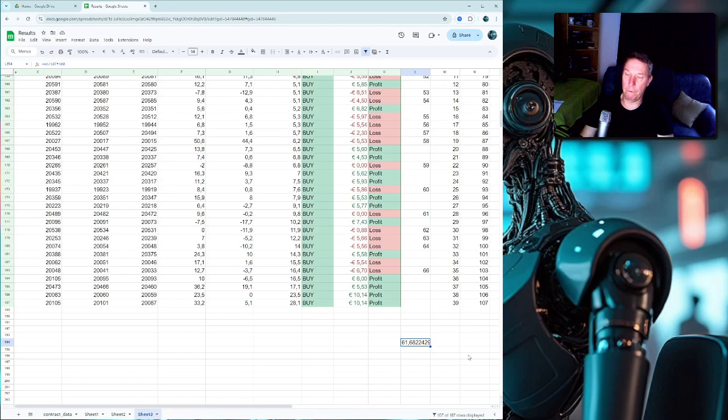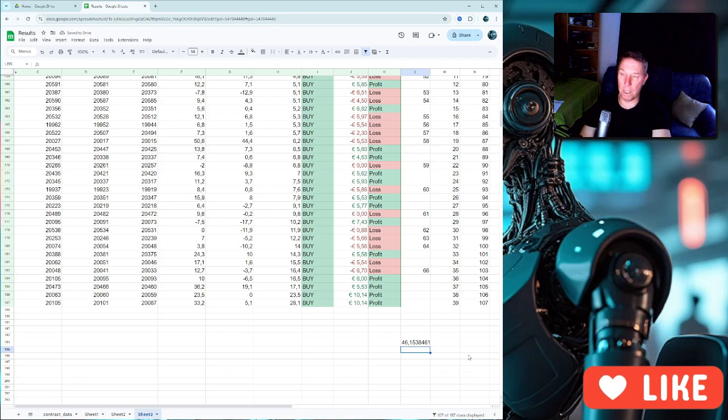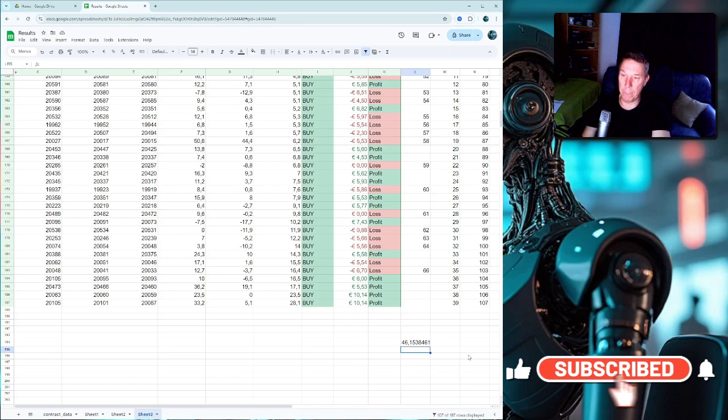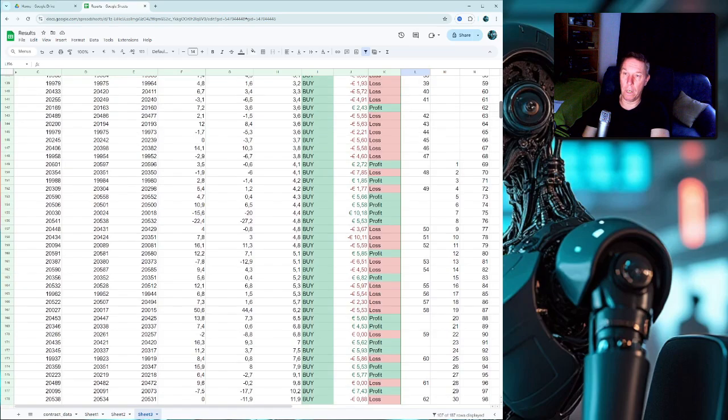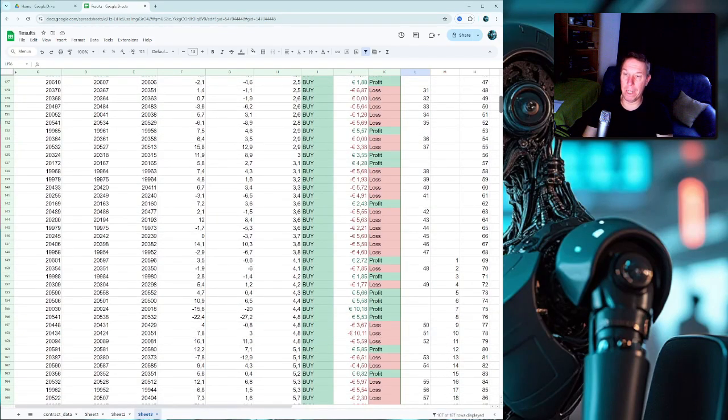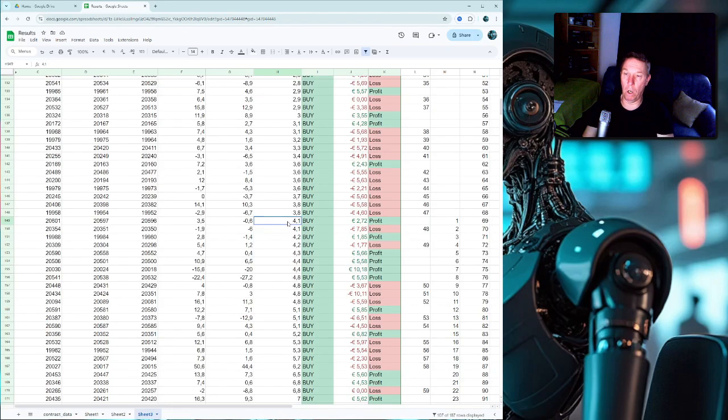So we have 18 divided by 39 times 100, a 46% chance of a loss, because we're calculating the losses. This means that we have a 54% chance of a successful buy if we only open a buy with at least a MACD histogram of 4.